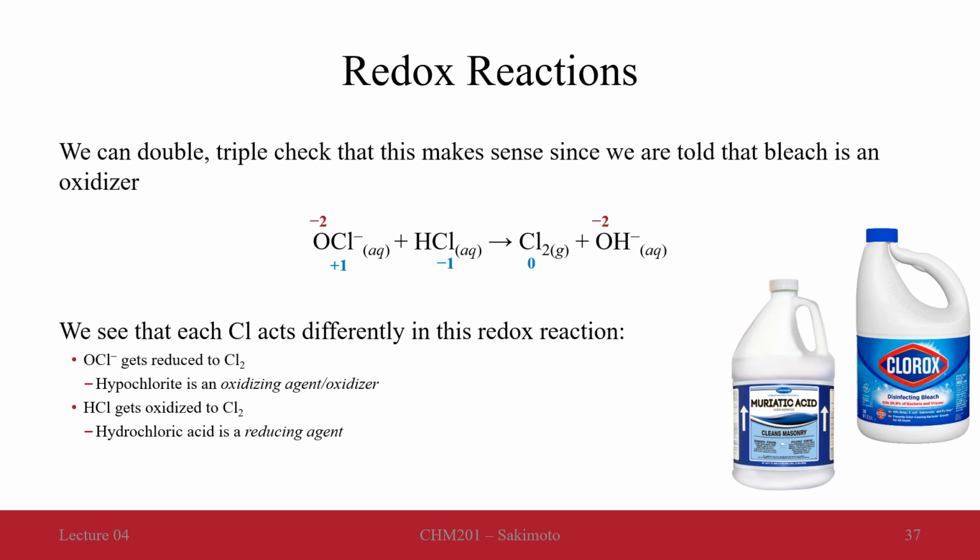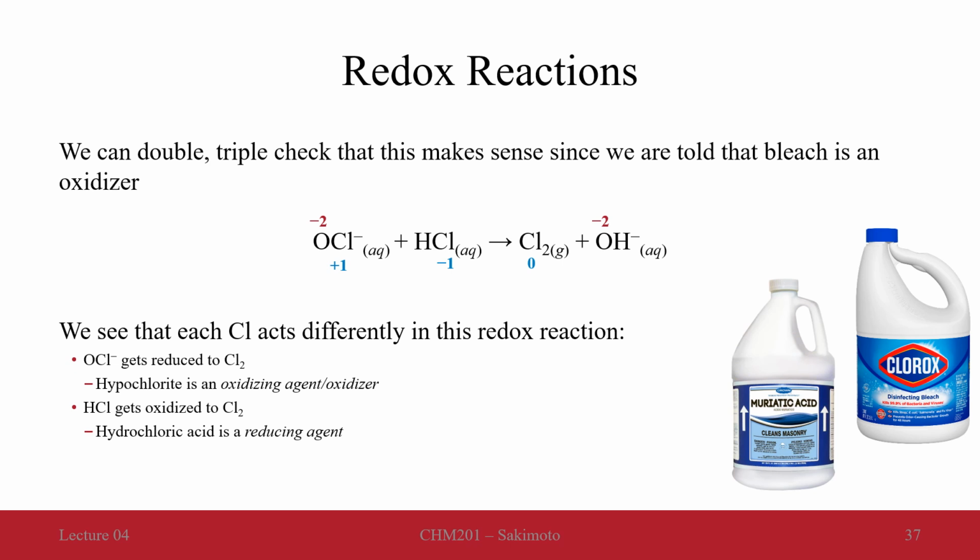We see that hypochlorite, by getting reduced from +1 to 0, is going to be our oxidizing agent or oxidizer, which matches what we were told about bleach as an oxidizing agent. And HCl, hydrochloric acid, is therefore going to be our reducing agent by inference and by complement. So this is a reasonable prediction for how this reaction proceeds. It matches up with the products that we're told, and we can observe this chlorine gas.